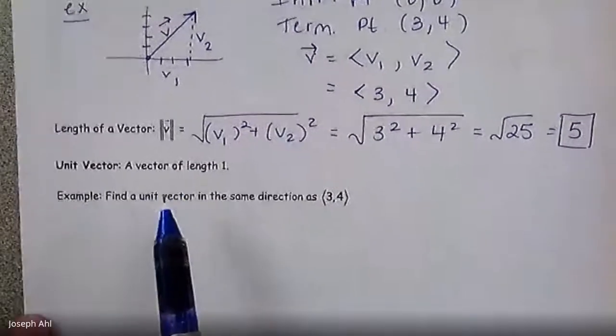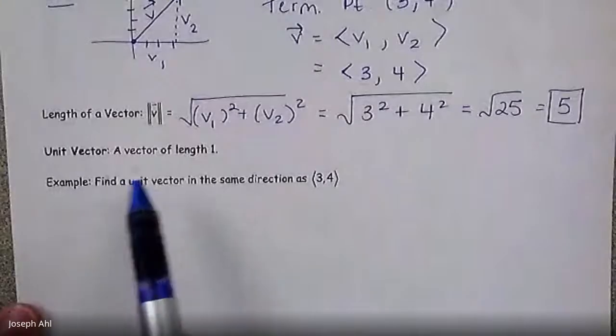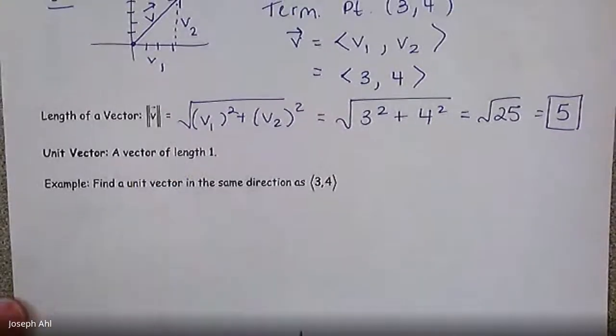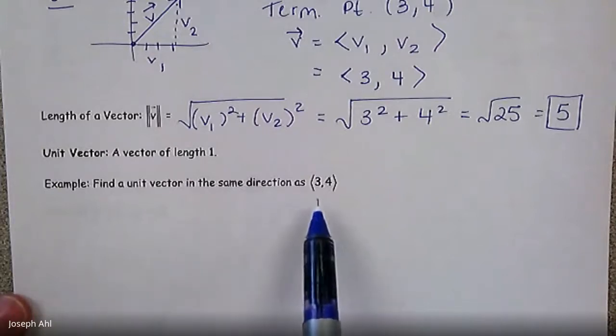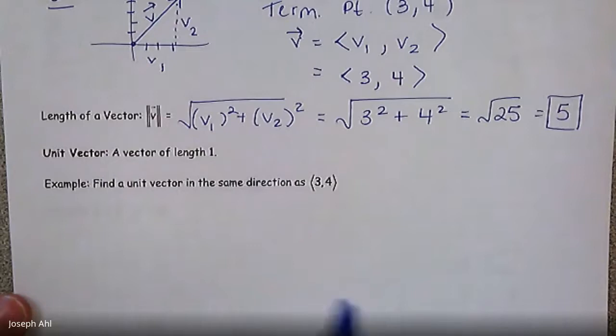Something that might sound familiar from last year in Pre-Calc Honors is talking about a unit vector. So a unit vector is a vector whose length is 1. The example says find a unit vector in the same direction as ⟨3, 4⟩. If it doesn't say same direction, opposite direction would just be negating your final answer.